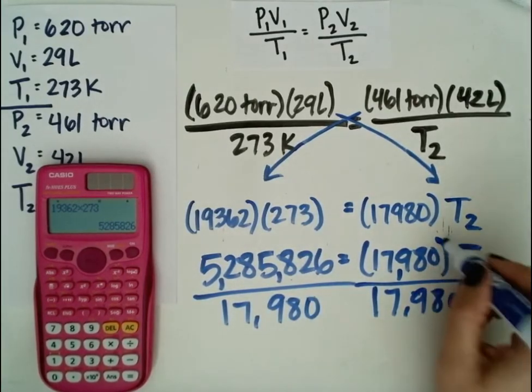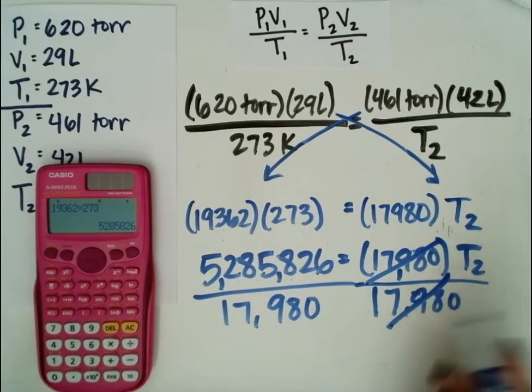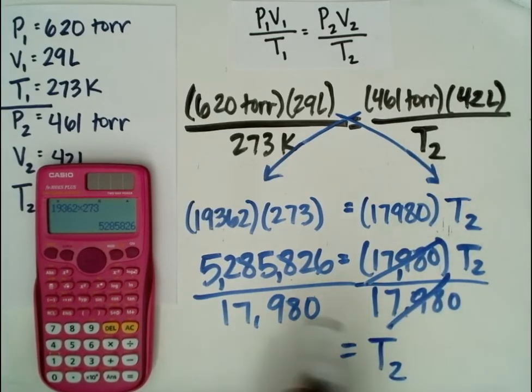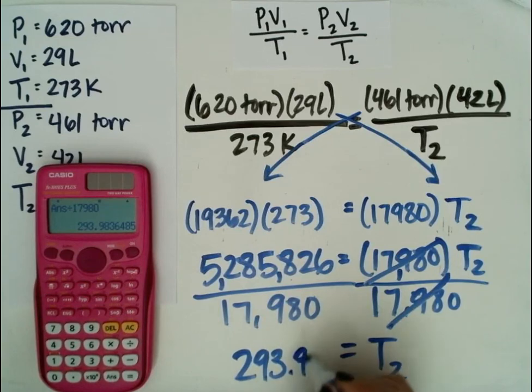Okay, these numbers cancel out. So this is equal to T2. So this number, which is already in my calculator, I'm going to divide that by 17,980, and we get 293, and I'm going to round this to 298, and we're looking at temperature, so this is in the unit of Kelvin.